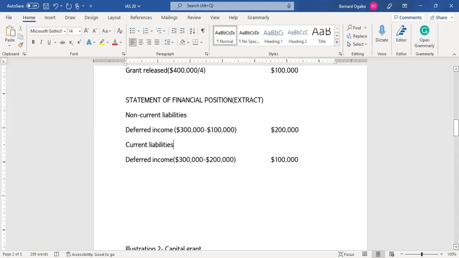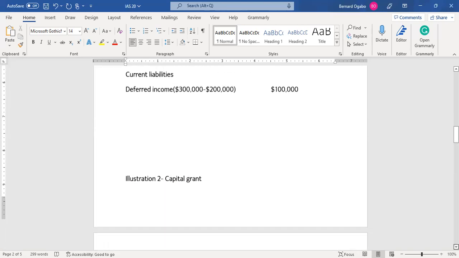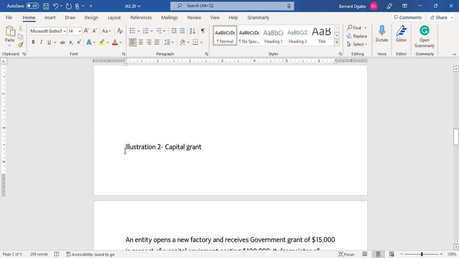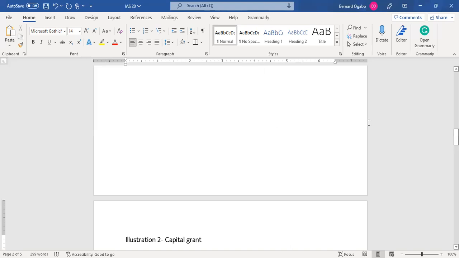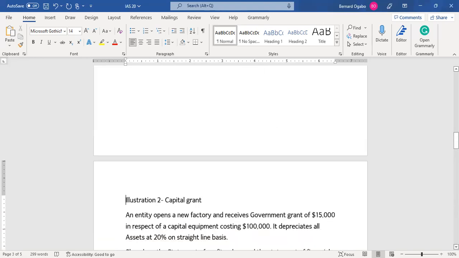Very simple. Take to the income statement the portion you're recognizing, and any portion left unused should be recognized as deferred income, which is technically and in reality a liability because you are yet to fulfill the requirement of the grant. Illustration two talks about capital grant. Capital grant is given in relation to an asset, if you buy a qualifying asset.